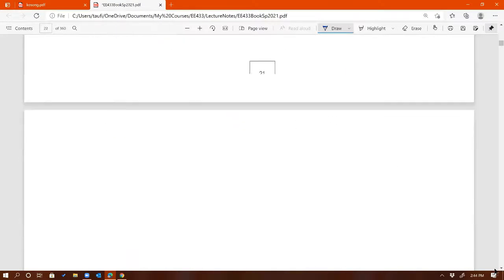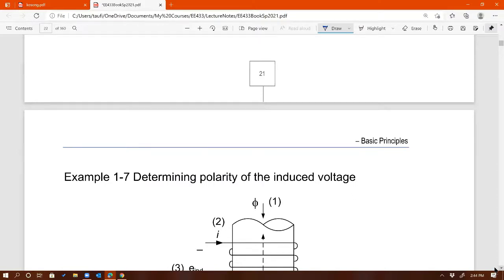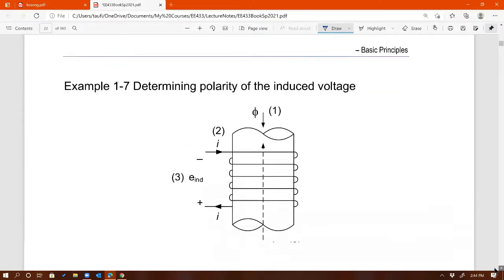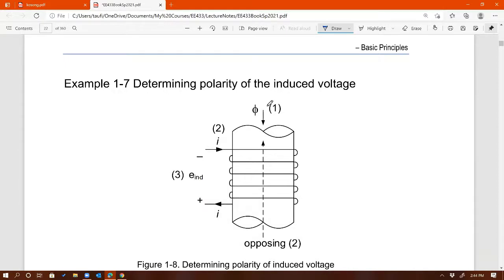Right, let's look at an example here. From this example, let's say that the flux is increasing downward. There's the core, this is our magnetic core, and the flux inside the core is increasing downward. So that's step number one, identifying where the flux in the core is increasing. That's increasing in the downward direction, okay?